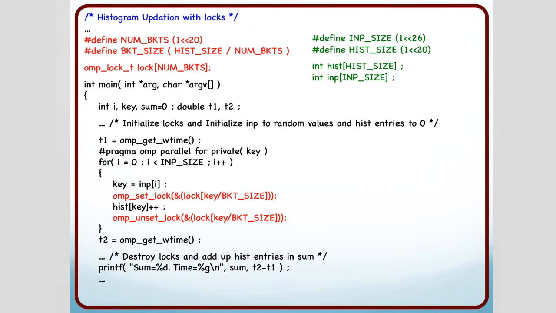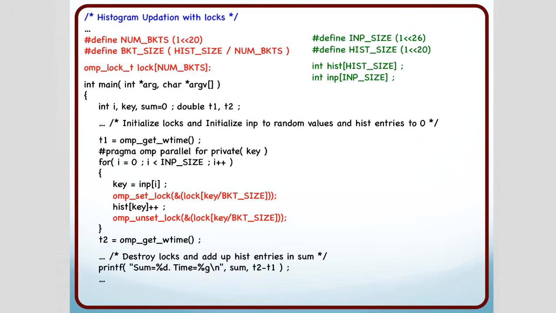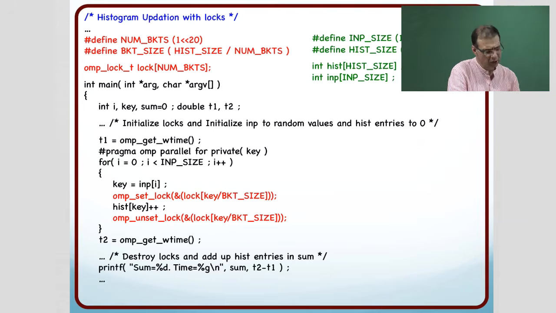Another issue with these locks is that they take a lot of memory. How many locks are we having? We are having as many locks as the number of histogram entries. There's another side effect of that. I'm accessing the histogram. The histogram is very large. I don't expect it to be in the cache, right? It can't fit in the cache. So that's not something I can take care of.